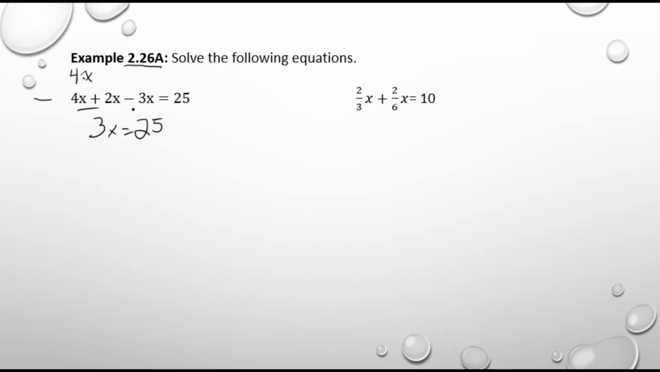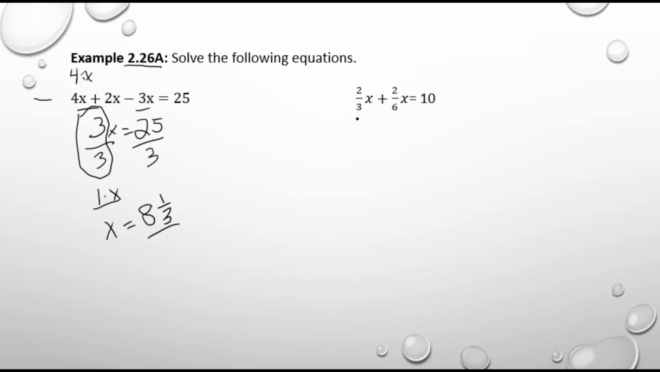6 minus 3, right? Now I'm going to divide by 3, both sides. And the reason I did that is because of what you've already learned. 3 divided by 3 is 1. So I have 1 times x, which is the same as x, because 1 times any number is itself. And I could turn this into a mixed number if I want. That would be 8. 25 divided by 3. And 1/3 left over, right?